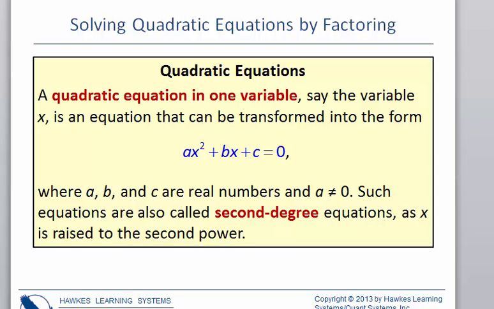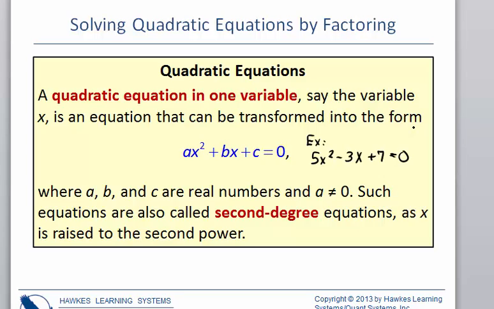So in other words, as an example, you're going to have numbers in place of the a, the b, and the c. So you might have 5x squared minus 3x plus 7 is equal to 0. So you have a 5, a negative 3, and a 7 as your a, b, and c. And your highest power in the problem is a 2. Therefore, we call it a second-degree equation.